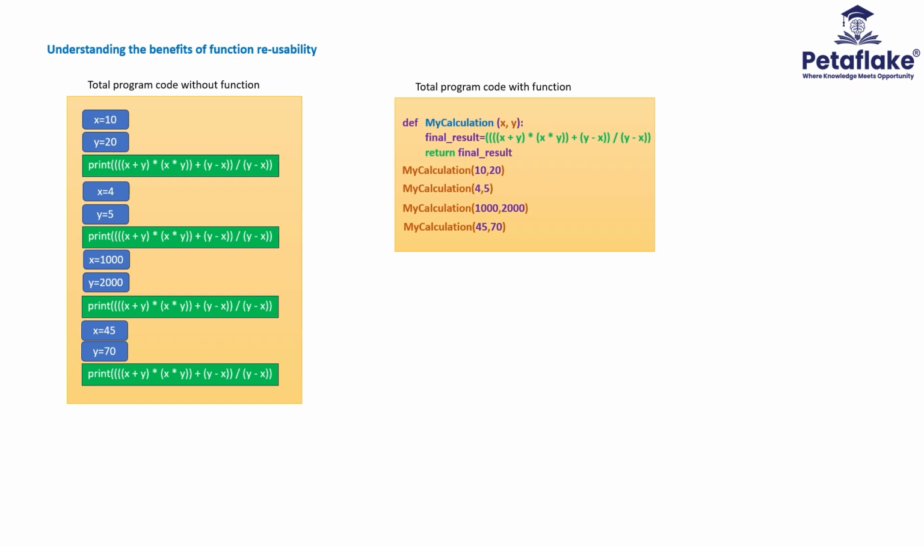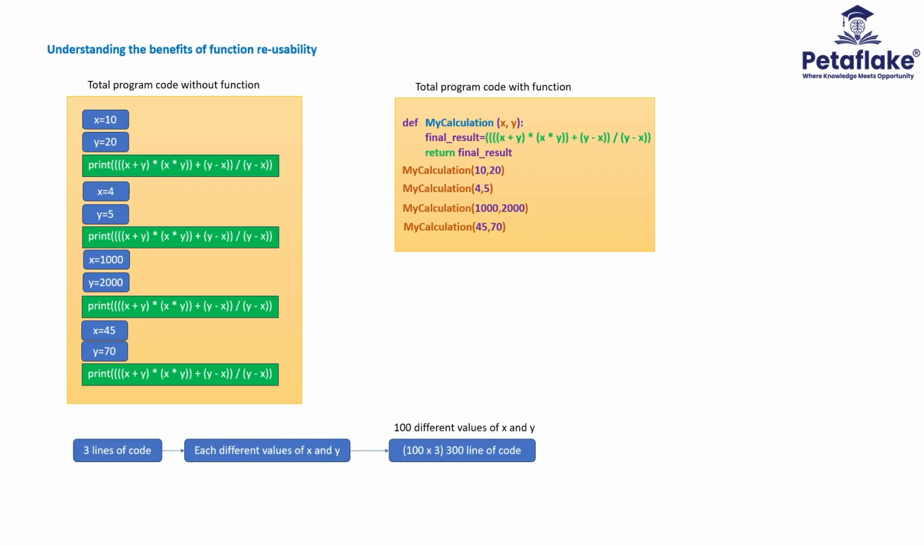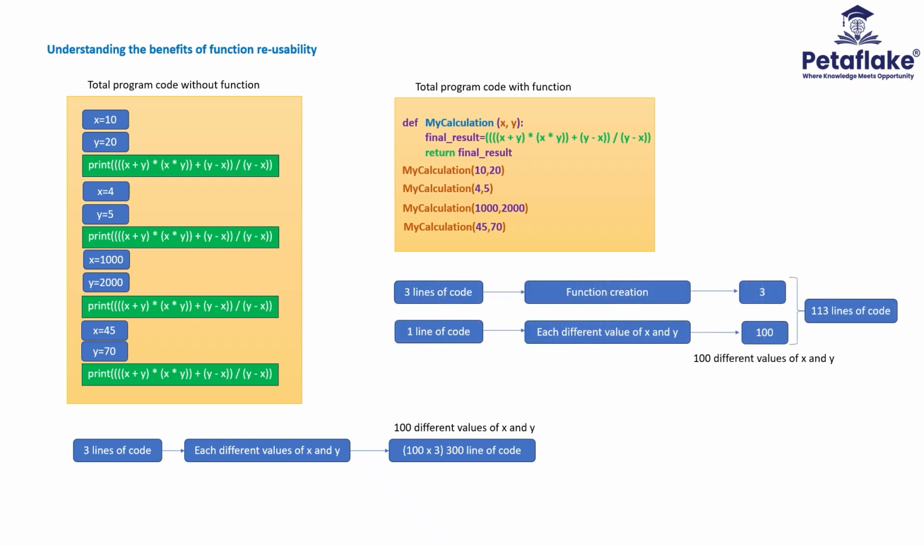In the case of the program without functions, if we want to apply the logic for 100 different values of x and y, we need to write the program with 300 lines of code. In the case of the program with functions, for the same 100 different values of x and y, we need to write 113 lines of code: 3 lines of code for the function creation and 1 line of code for calling the function for each value of x and y.